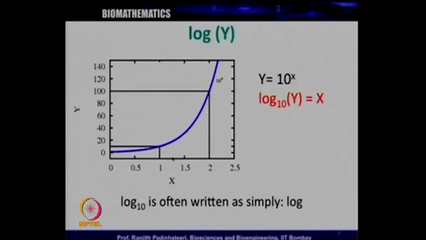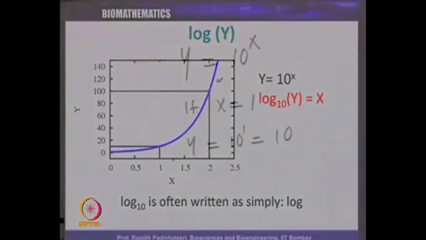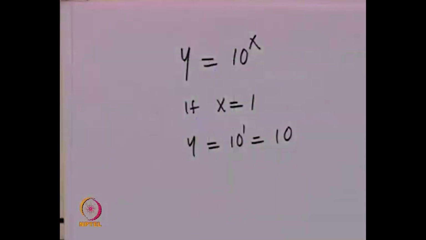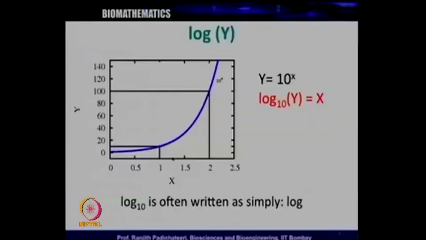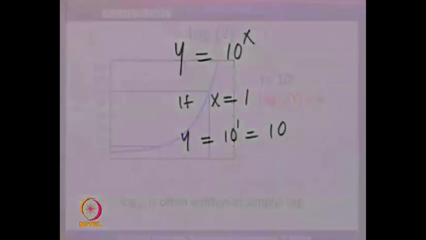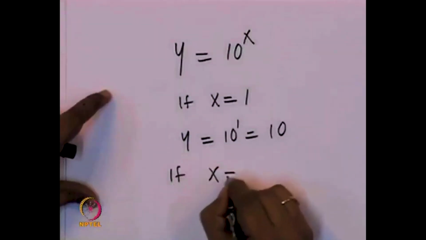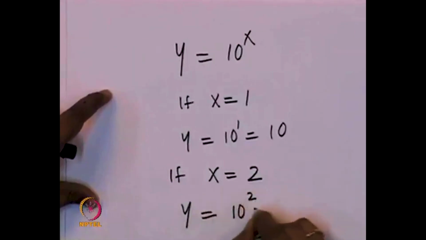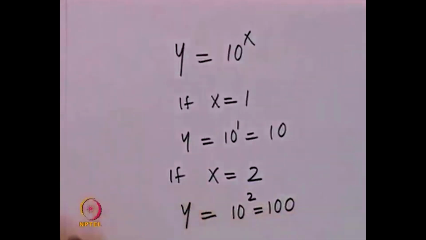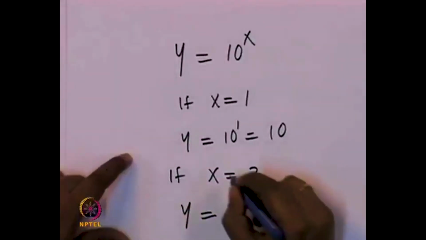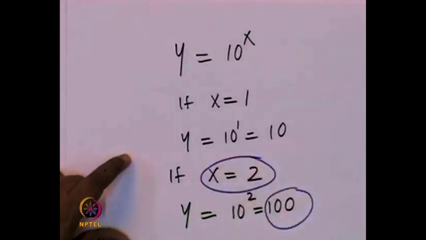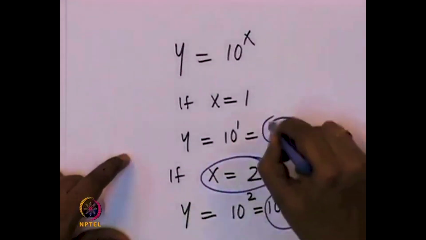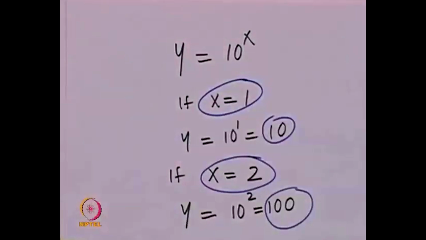We know that y is equal to 10 power x. If x equals 1, y is 10 power 1, which equals 10, as we saw in the graph. Similarly, if x equals 2, y is 10 power 2, which equals 100. So, if the y value is 100, the corresponding x value is 2. If the y value is 10, the corresponding x value is 1.